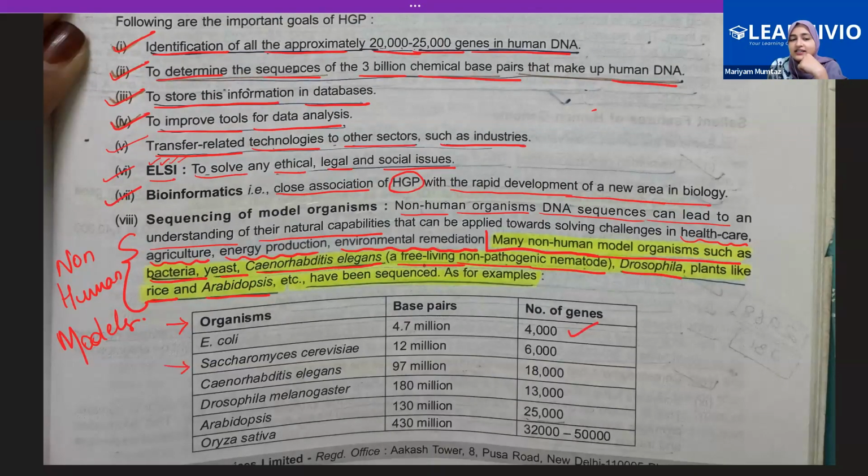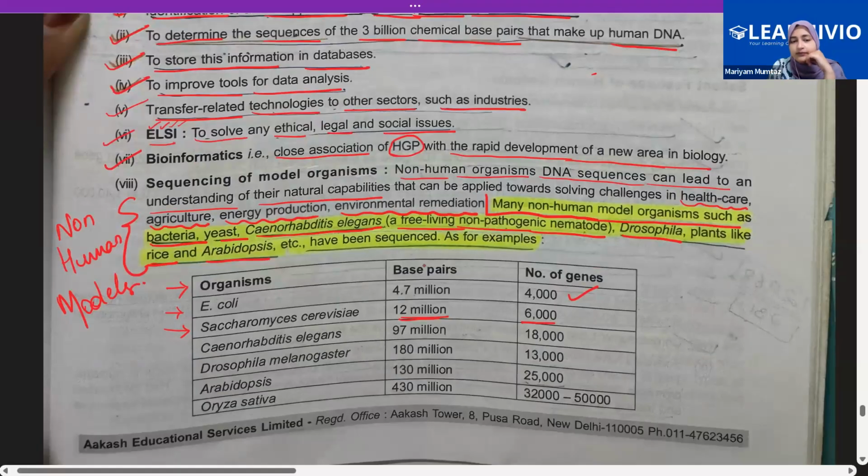Saccharomyces cerevisiae is the scientific name of which organism, students? Can you repeat? Saccharomyces cerevisiae is the scientific name of which organism? Come on, you don't remember. Yeast is the scientific name of yeast. So yeast has 12 million base pairs and the number of genes is 6,000.